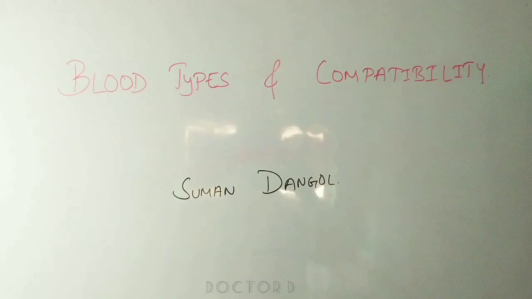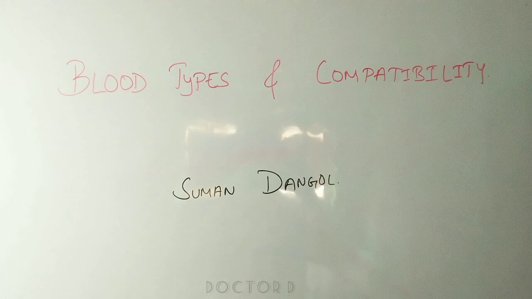Hello friends, today I'll be presenting you with the crash course for the basic concept of blood grouping and compatibility. Before starting, we must know that classically there are four blood groups. They are blood group A, blood group B, blood group AB and blood group O.